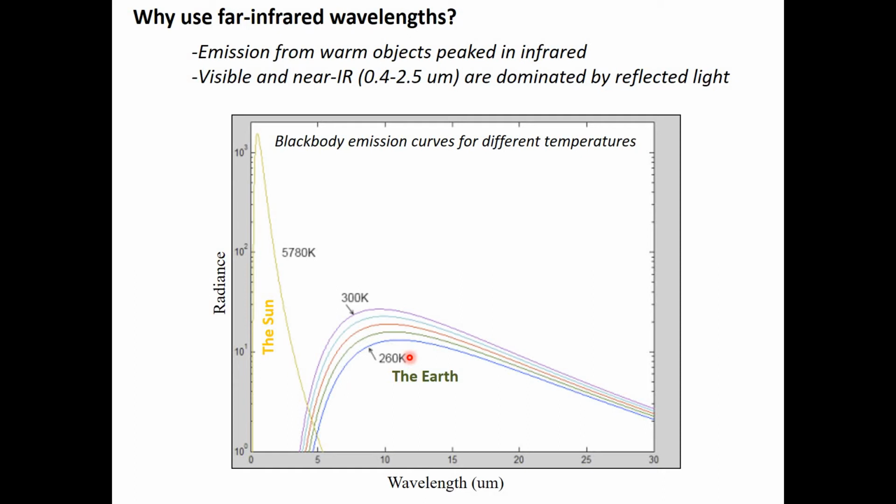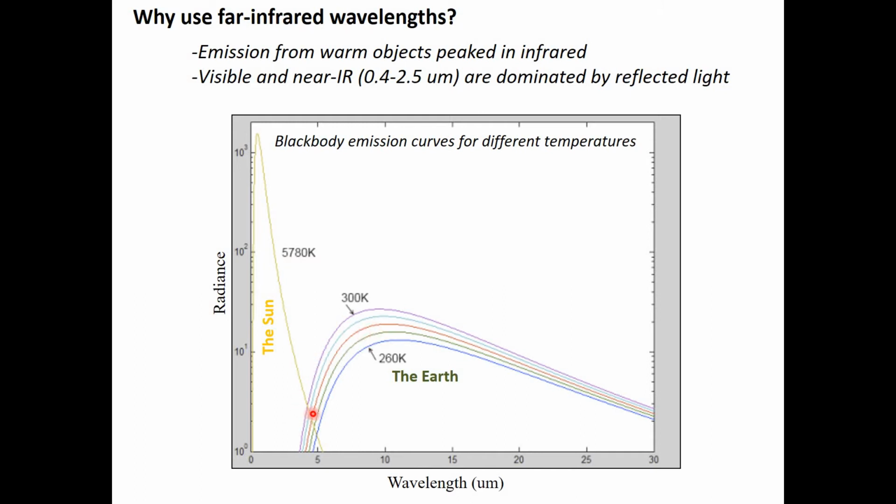If you look at the black body spectrum, you can see that cool objects like Earth actually have an emission spectrum that's peaked in the far infrared, right about 10 microns. Whereas the sun is peaked in the visible, which is great when we want to see during the day, but it's not good for measuring the temperature of objects.